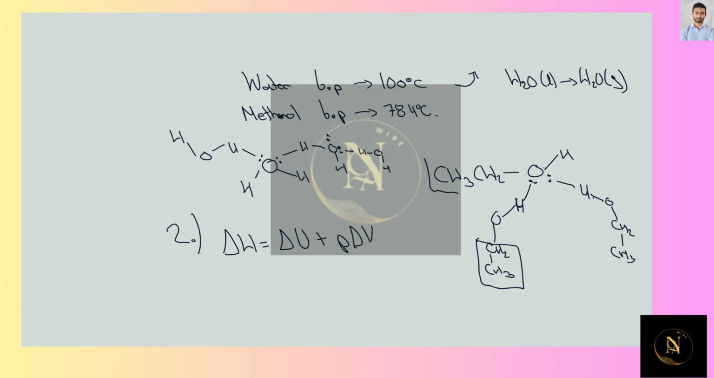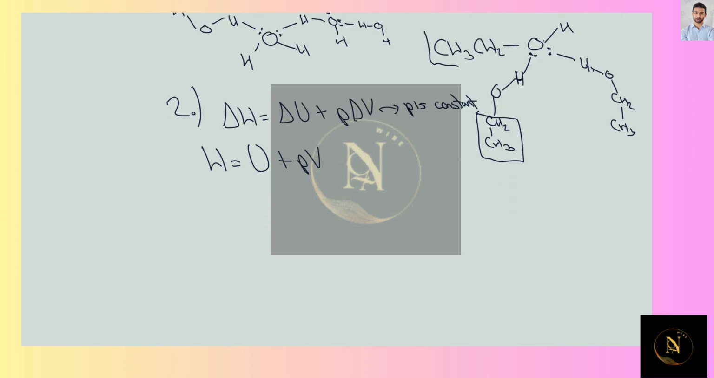This comes from the definition of H that tells us that H is equal to U plus PV. In this case, this is true only when the pressure is constant. In the most general case, what is going to happen is that delta H will be equal to delta U plus P delta V plus V delta P.